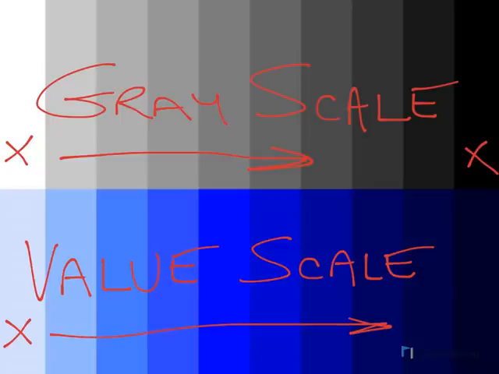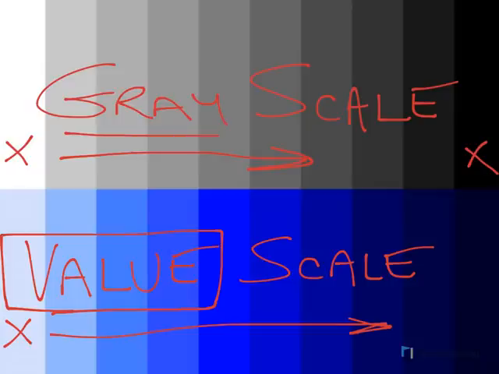So what you see here is, on top, we have a grayscale. We have over here white and over here black. And as we travel down, we see that it's getting darker and darker by increments. The same thing is happening on our value scale. So why is the bottom one called a value scale and the top one called a grayscale? The answer is that value is defined as the lightness or darkness of a color.